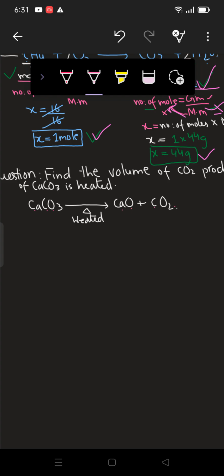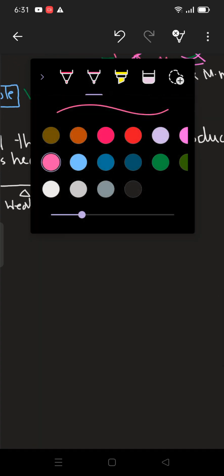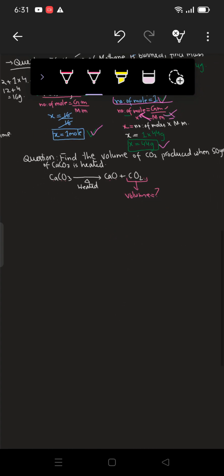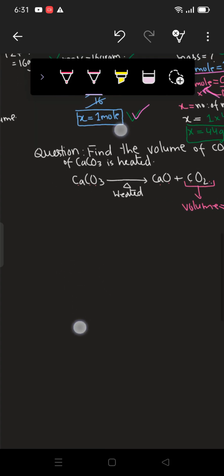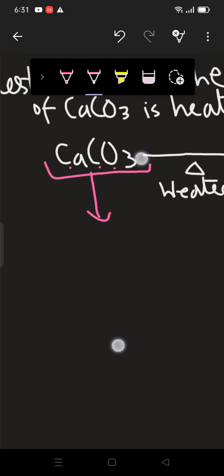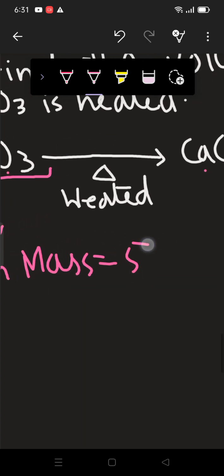Now we need to understand the question first. Find the volume of carbon dioxide. We need to find the volume of this carbon dioxide produced when 50 gram of calcium carbonate is heated. Means the given mass for calcium carbonate is 50, right?